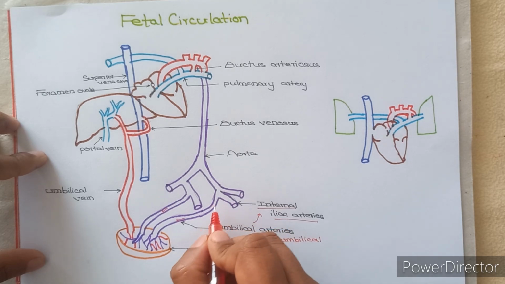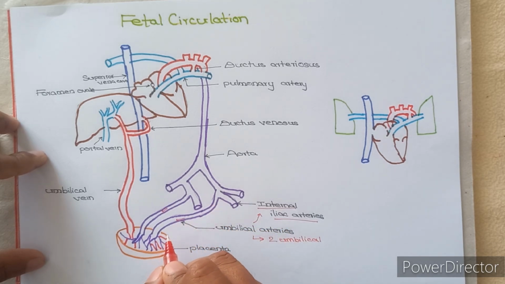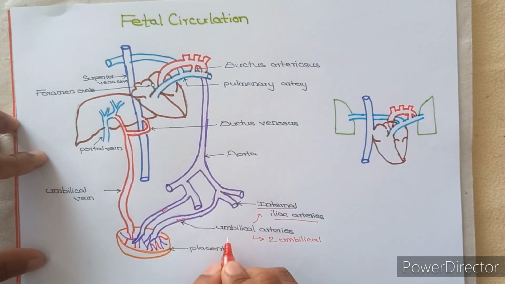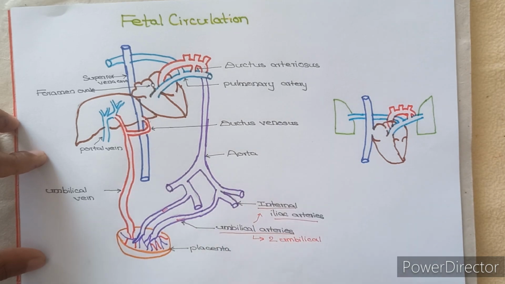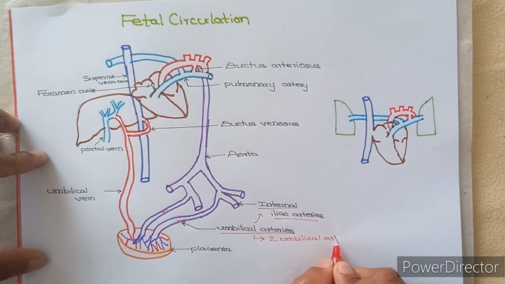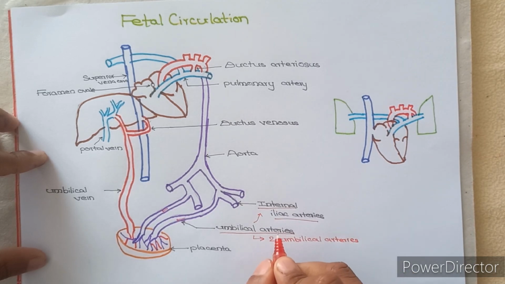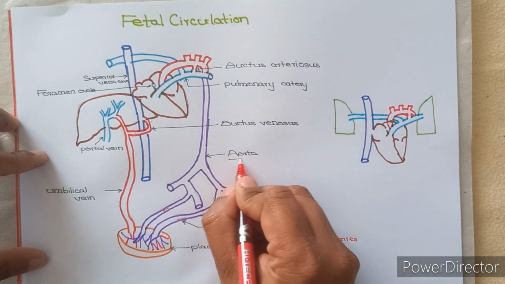Initially, the blood from the fetus is carried to the placenta for oxygenation through the umbilical arteries. In the fetus, we have two umbilical arteries. These umbilical arteries are the branches of the internal iliac arteries, which are branches of the aorta.